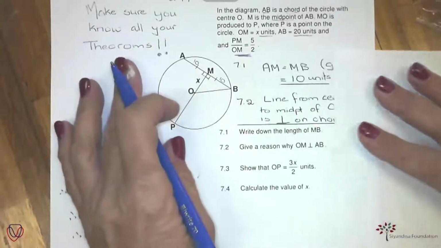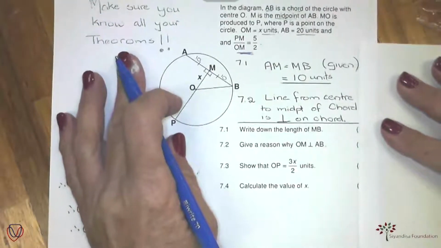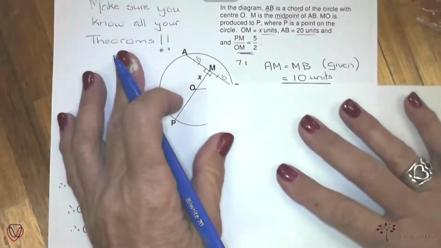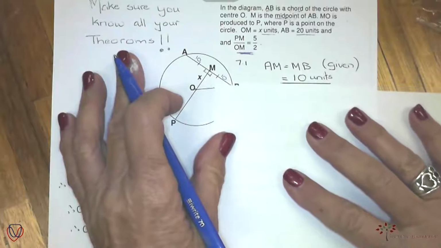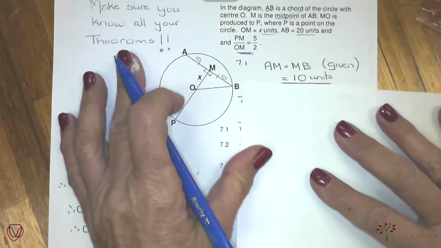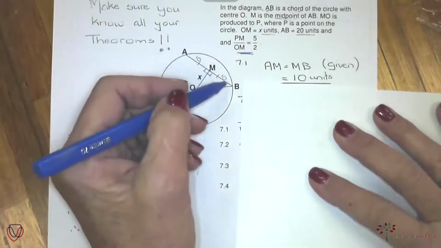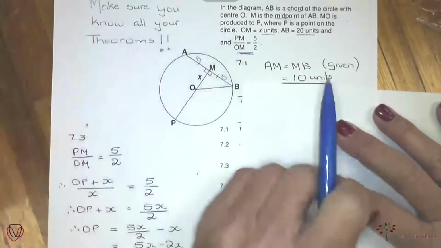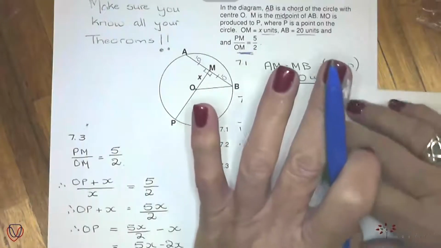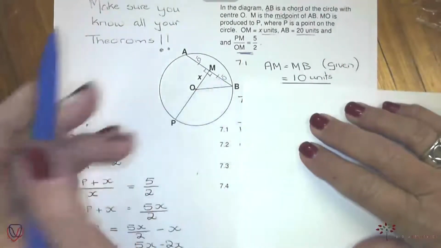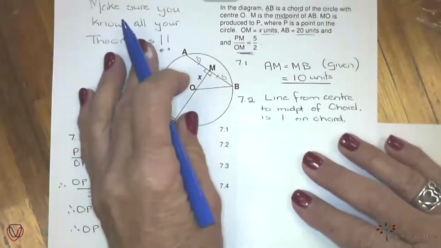7.1. Write down the length of MB. Now that is a very common level 1 question. AB is equal to AM plus MB, and they wanted us to find MB. So MB is 10 units. One mark only, but it's so easy.